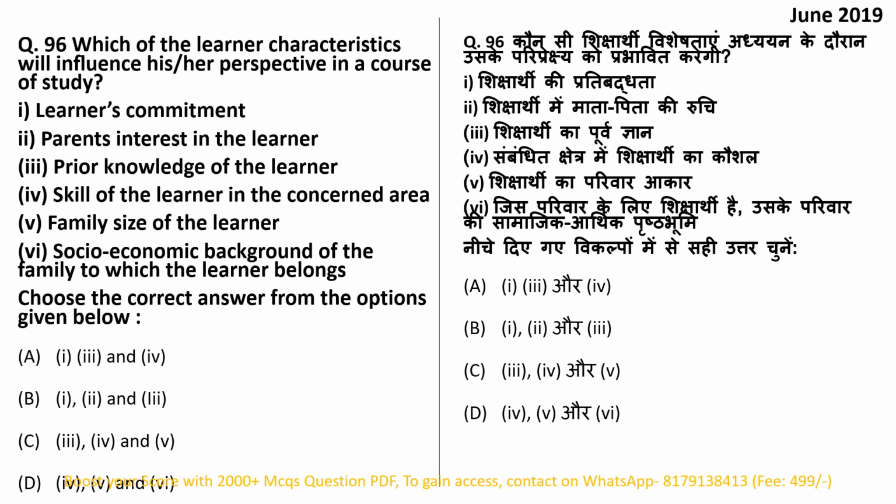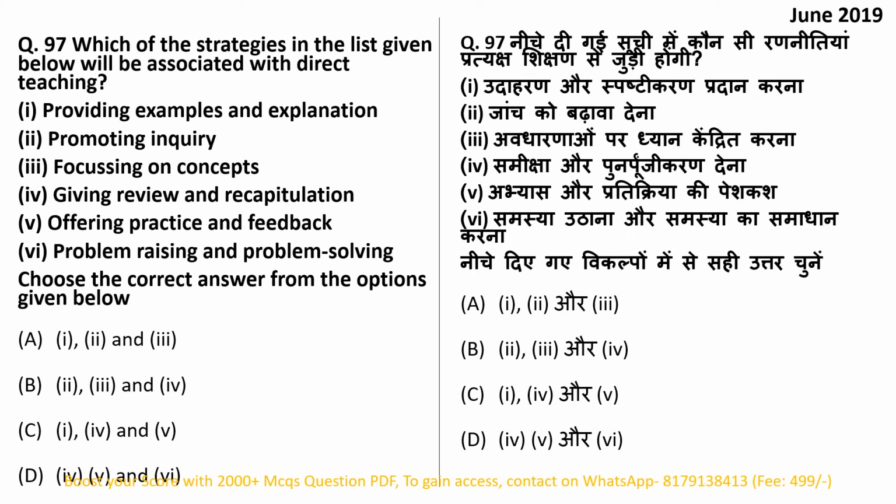Which of the learner characteristic will influence his or her perspective in a course of study? The right answer is option A, 1, 3, and 4. Learner's commitment, learner's knowledge, prior knowledge of the learner, and skill of the learner in an area concerned. Which of the strategies in the list given below will be associated with directed teaching? The right answer is option C, providing examples and explanations, giving review and recapitulation, and offering practice and feedback. These three are right.